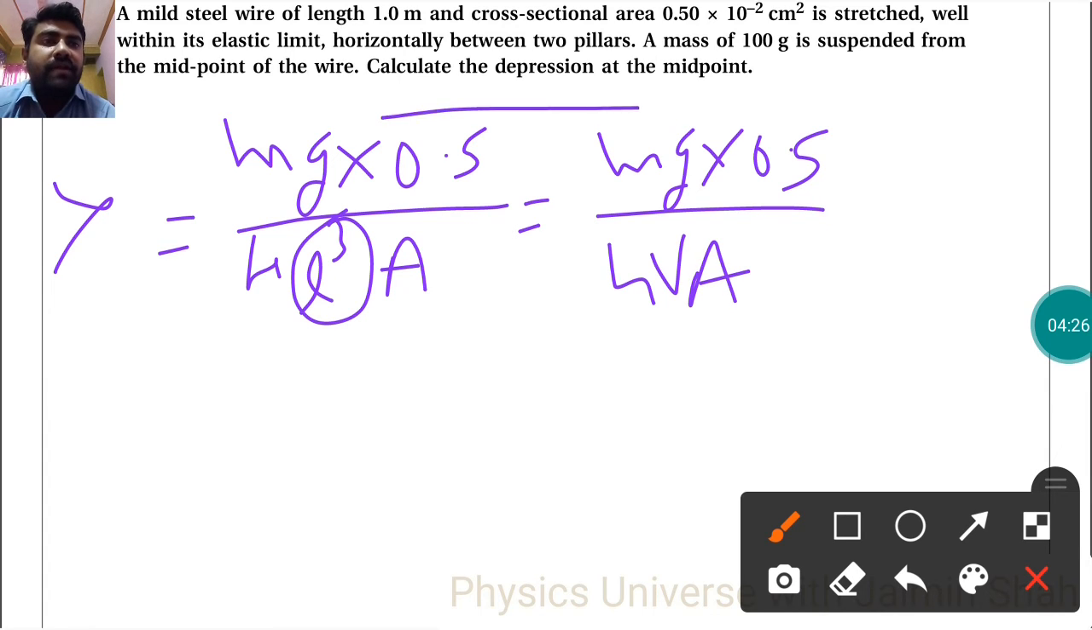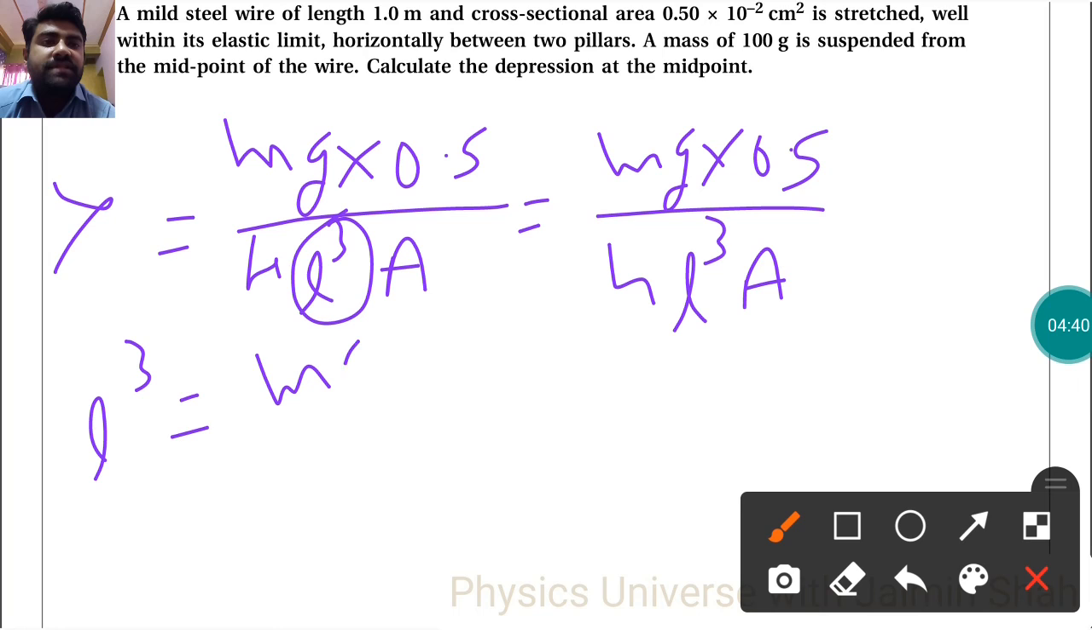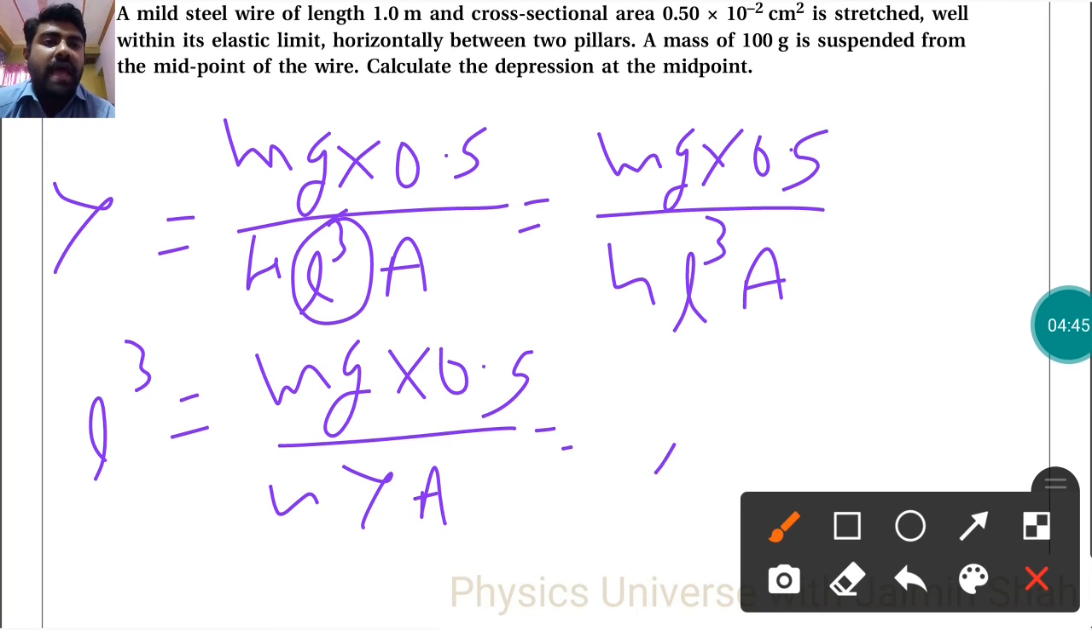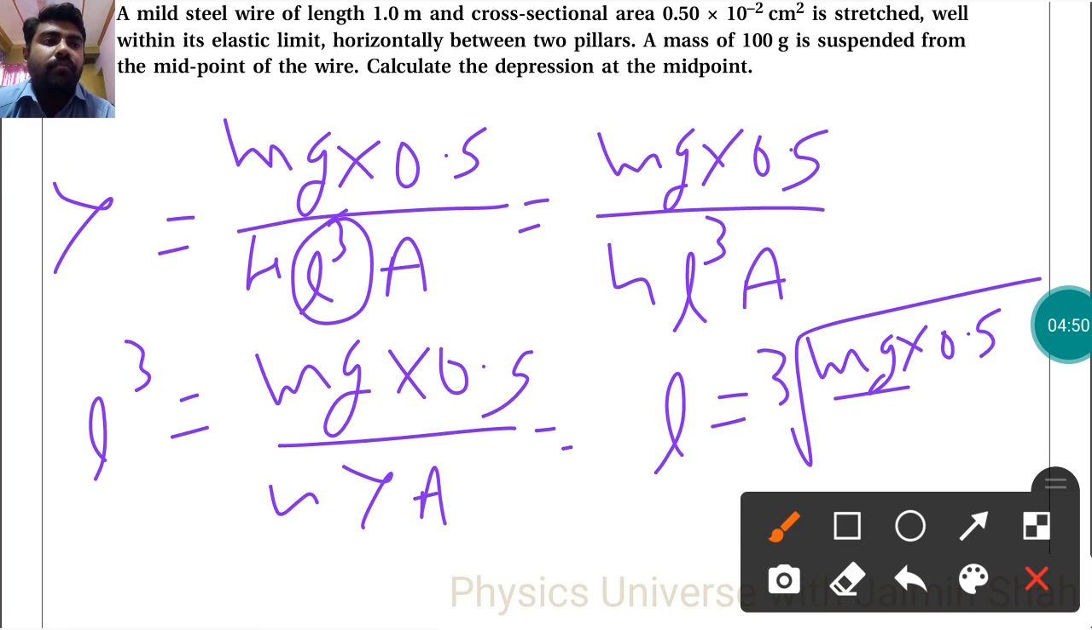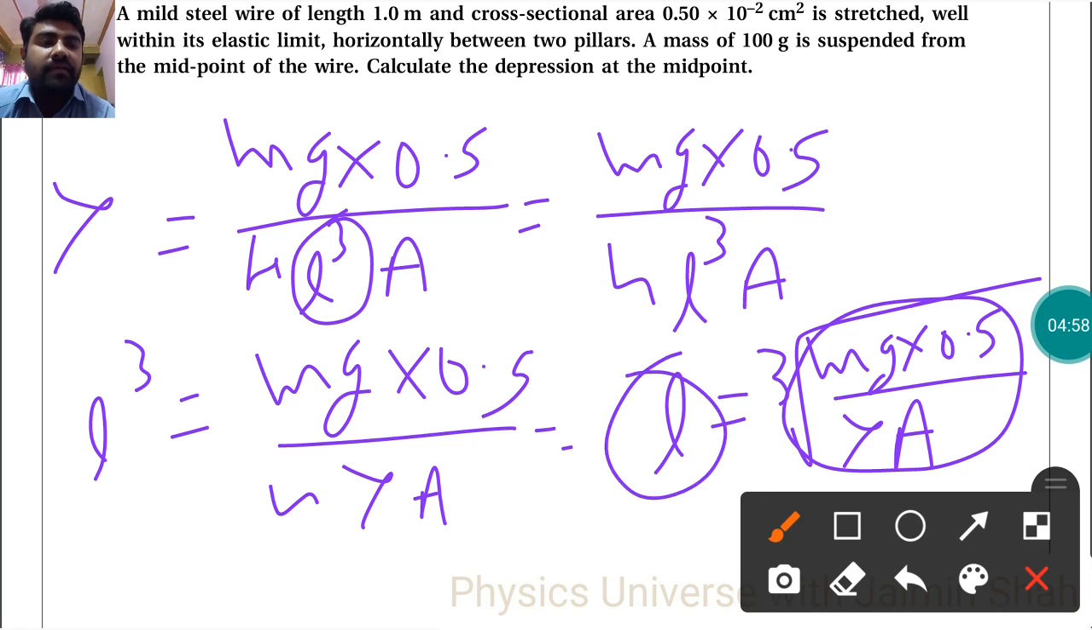So calculate the depression at the midpoint. We need to find the depression, which is our L cube. L cube is equal to mg into 0.5 upon 4 Y into A. So L is the cube root of mg into 0.5 upon Y into A. By putting in all the values, we will get our answer, a cube root, which gives the depression at the midpoint.